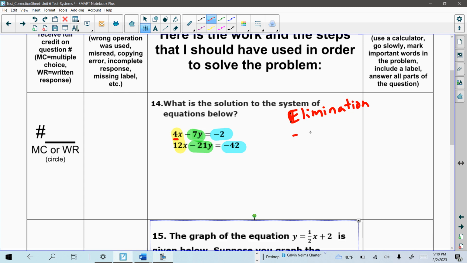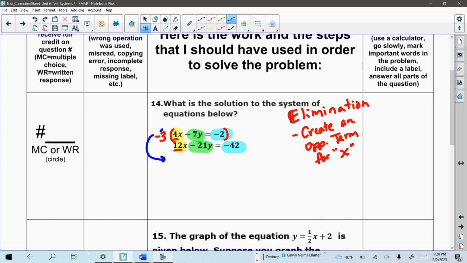So I had to create an opposite term for the x's. And the way to make this an opposite of this 12 would be a negative 12. So I had to multiply everything by -3 to make that a negative 12. So I'm just going to rewrite it underneath here.